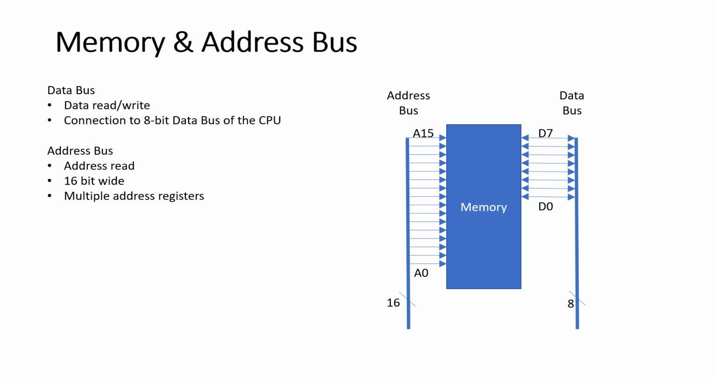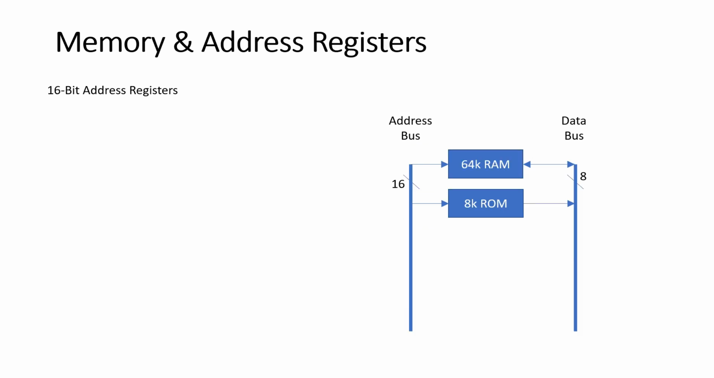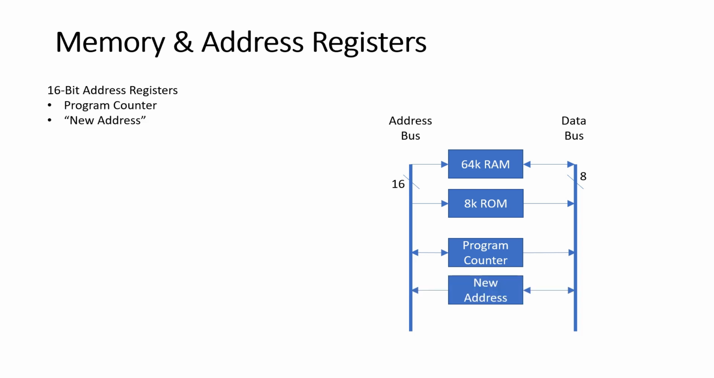In contrast to Ben Eater's build, I use multiple address registers for different purposes. Those address registers are 16-bit address registers, and they are connected to the address bus. There are the program counter, the new address, which is the transfer register, and there is a stack pointer that also has a direct connection to the address bus.